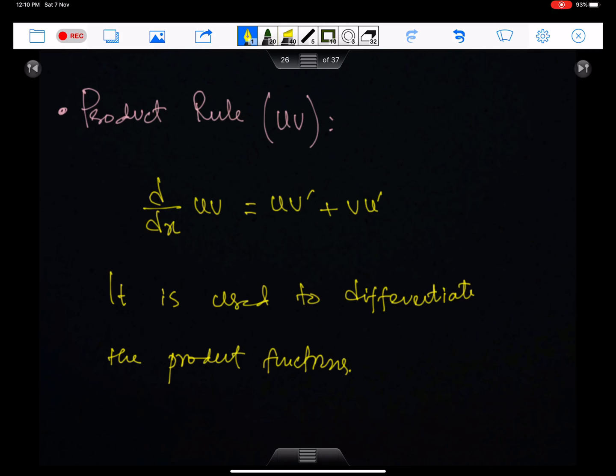Product rule. It is used to differentiate the product functions. So make sure you always use product rule to differentiate the product function, and the rule is uv prime plus vu prime. When two functions multiply, we use this rule. According to this rule, we copy first function and we differentiate the second function. V prime means the differential of v. Then we put plus sign and then we copy the second function, that is v, and we differentiate the first function, which is u prime.